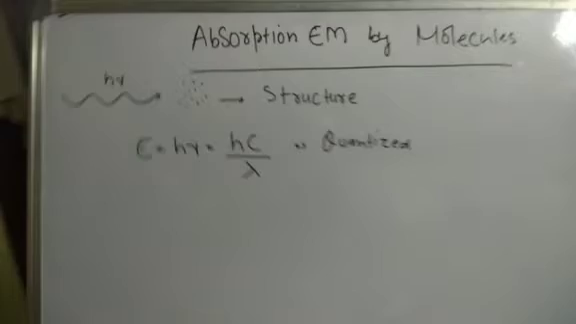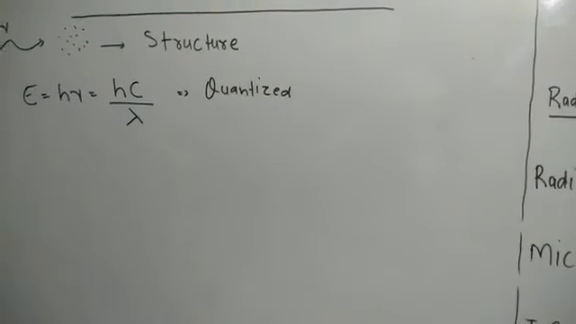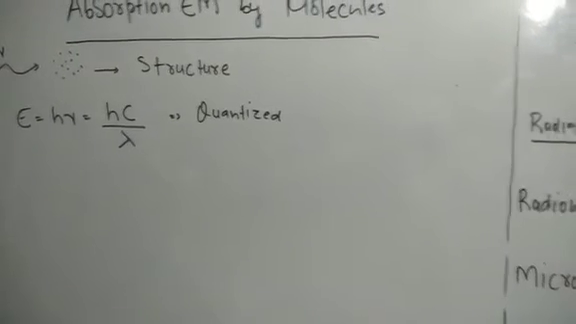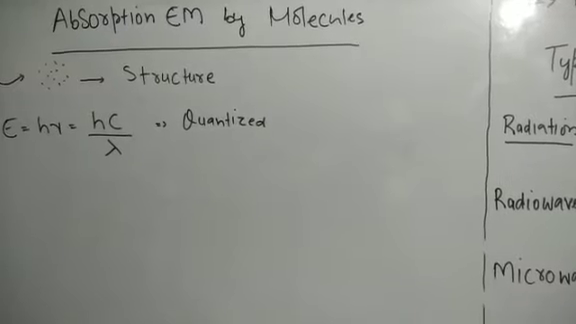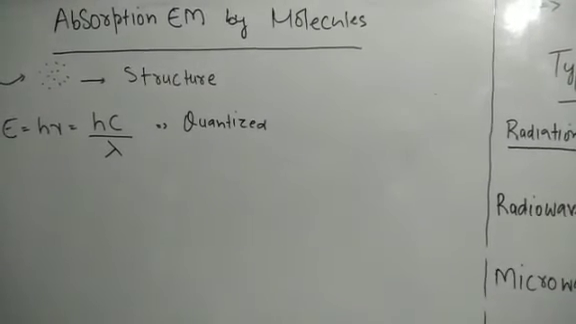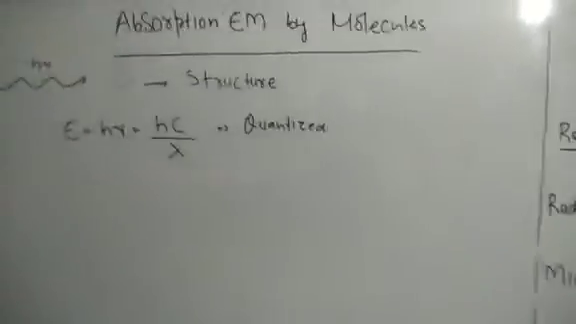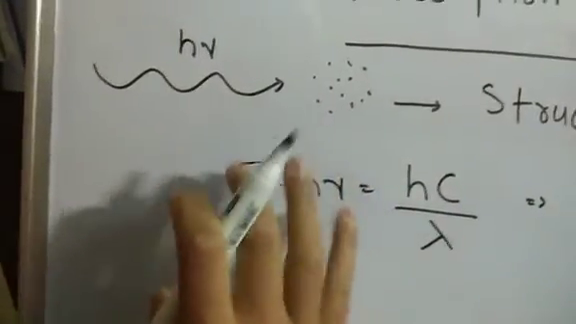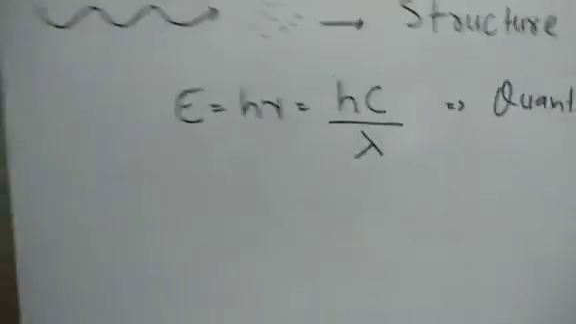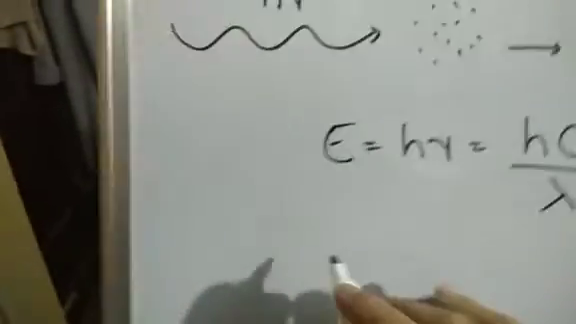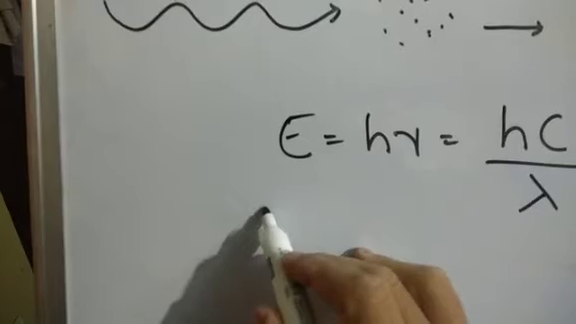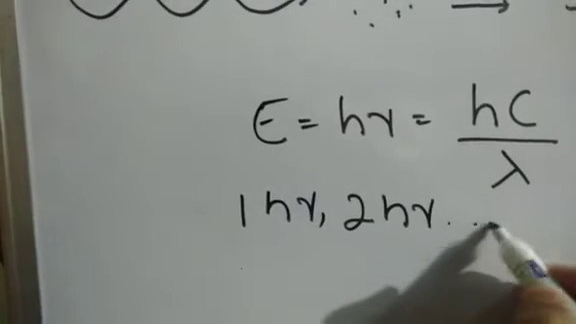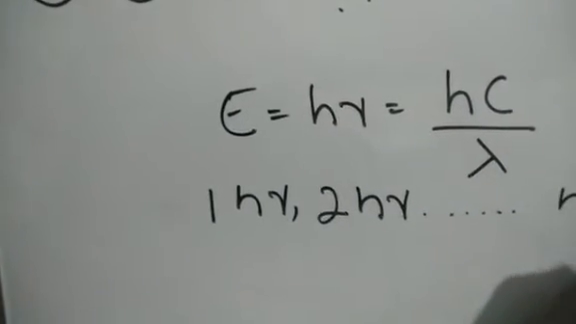Number one point: energy is quantized. The molecule will absorb only those frequencies which will provide it with the exact quantum of energy, or the integral multiples. So the molecule will absorb either one quantum of radiation or two quanta of radiation, and so on, n quanta of radiation.